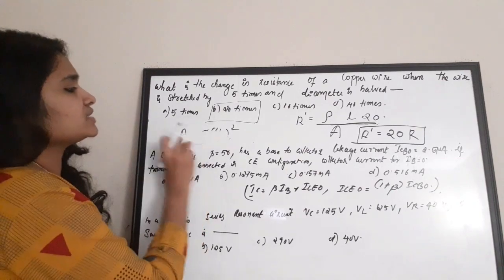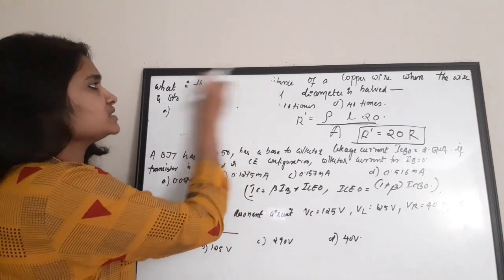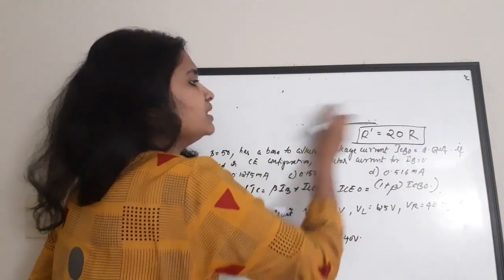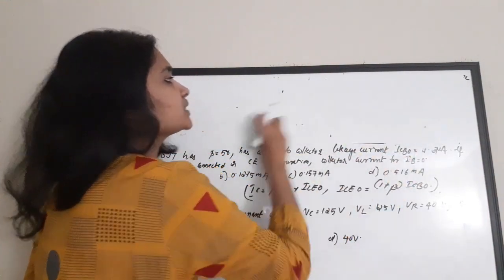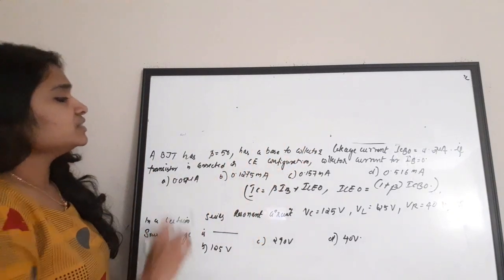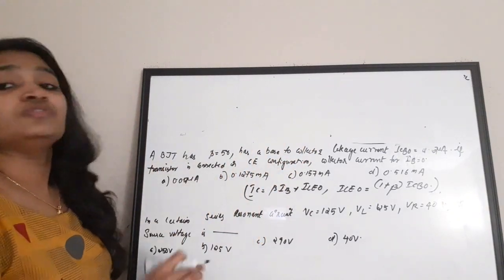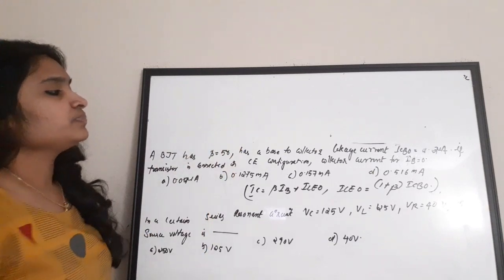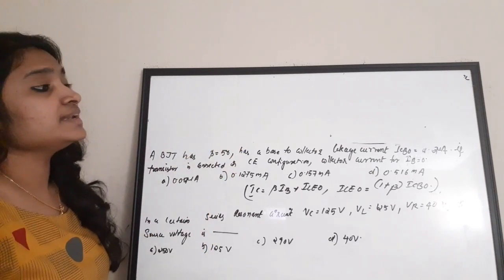Moving on to the next question, I have written the equation for the question also, just to make you familiar with it. The question is, the BJT has beta equal to 50. Beta is the current gain, which is 50. It has a base to collector leakage current.